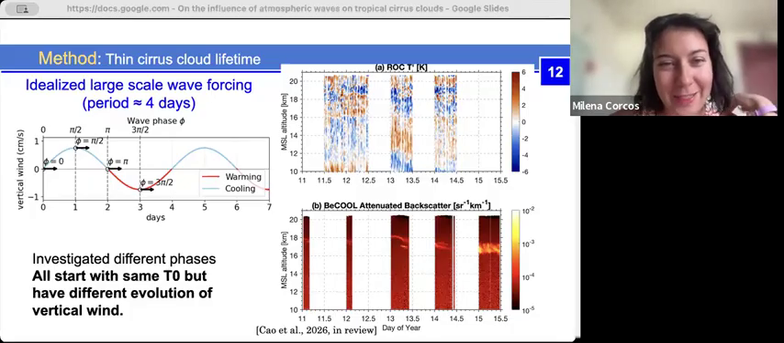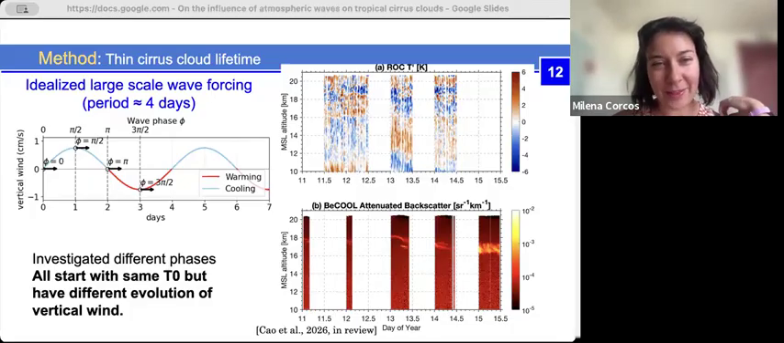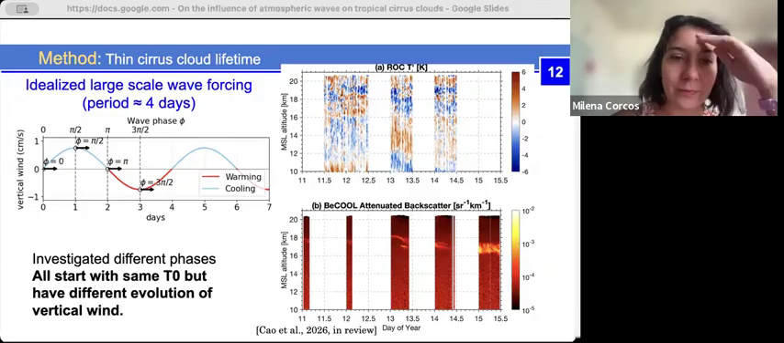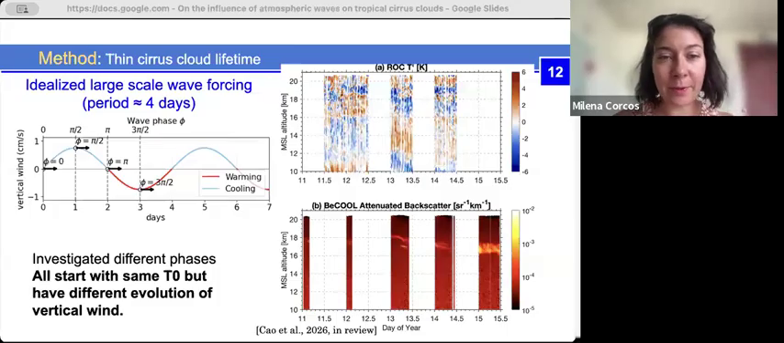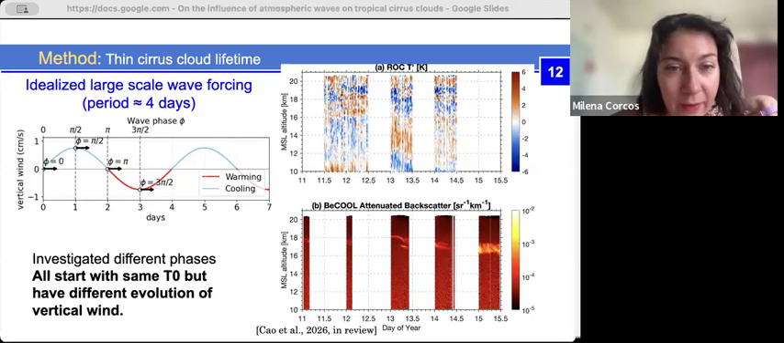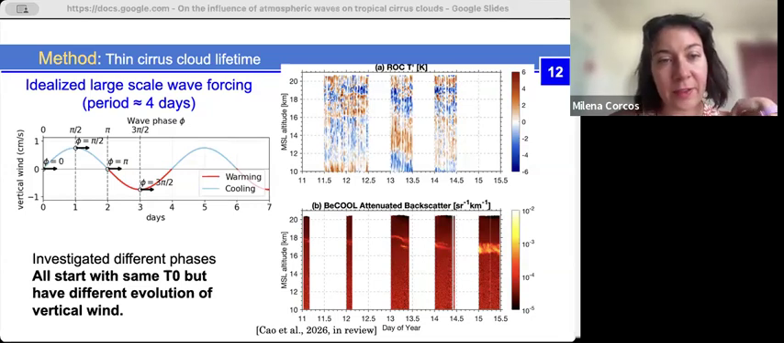So we decided to represent this low frequency variability using an idealized sinusoidal forcing with a similar period of 4 days and the same amplitude. And we will investigate 4 possible initial phases, noted phi on my figure, corresponding to different evolutions of vertical wind.